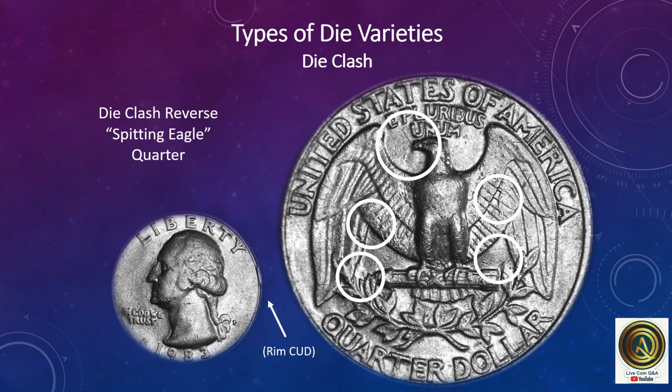Here's a common die clash that can be found, notably known as the Spitting Eagle quarter. This type of clash can be found on several different dates of Washington quarters. Here's the 1983, with the clash being evident as it looks like the eagle is spitting. The clash can also be found under the wings and around the leaves and arrow tips. This particular coin actually happens to have a rim cut on the obverse.